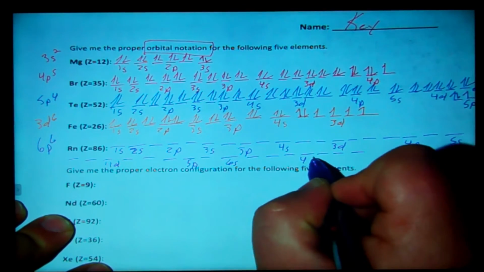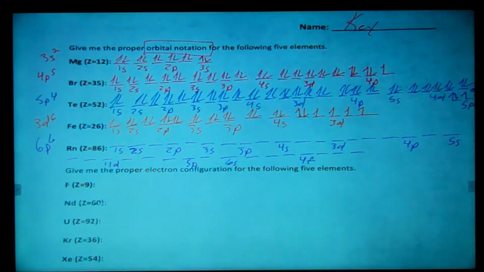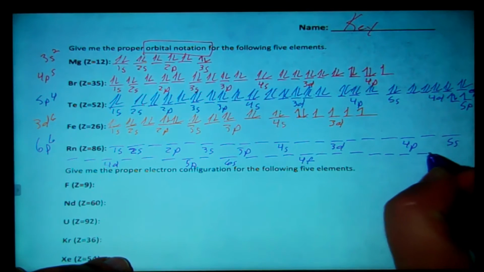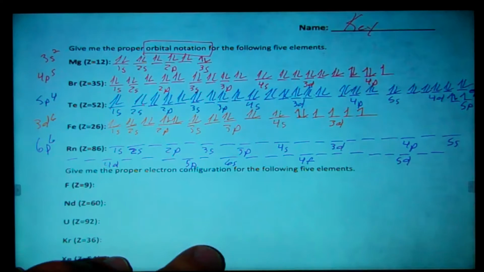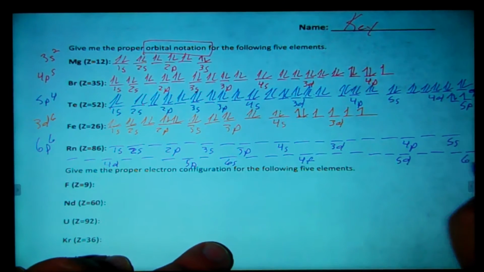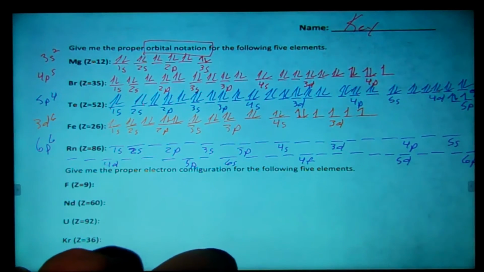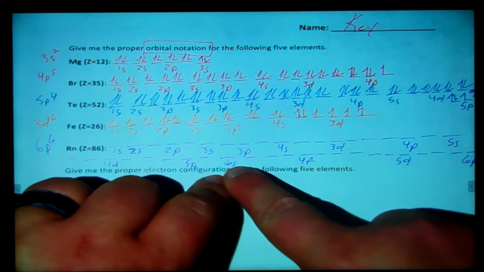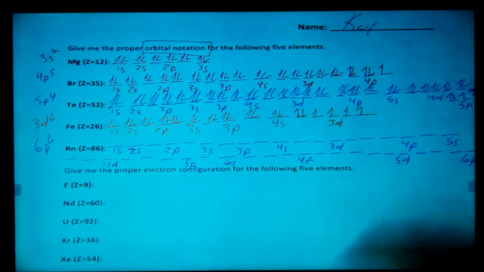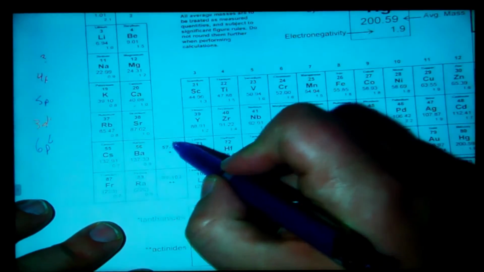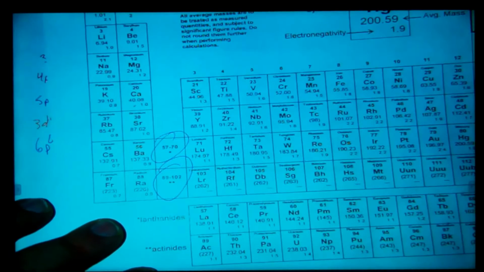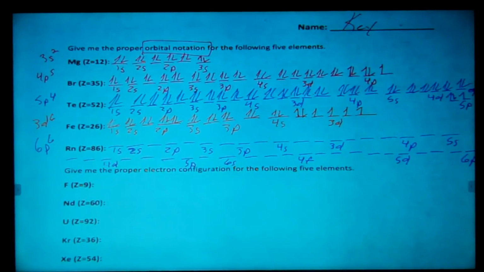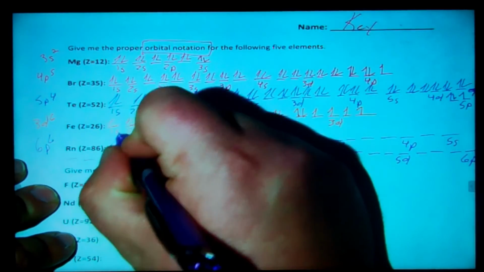This is where the change is. We go to 4f. So 4f. Then we go 5d to finish off in 6p. So this right here is a big one. A lot of students are going to miss that 6s and you're going to jump straight to that 5d. Remember on that periodic table, these guys right here. This is why I use this periodic table. Those blanks remind you. Jump down to the lanthanides and the actinides. These are all the way full.